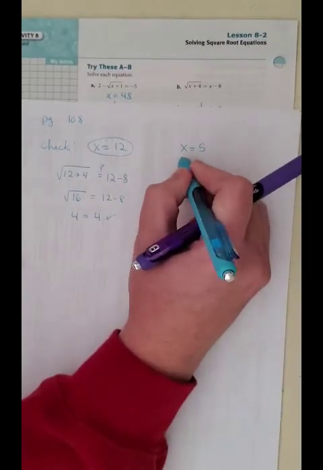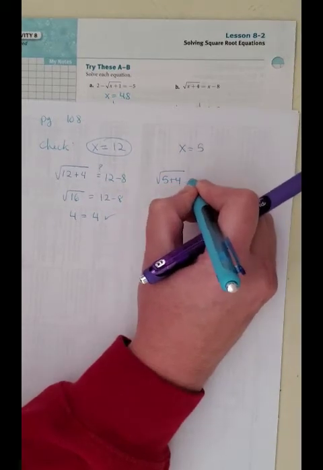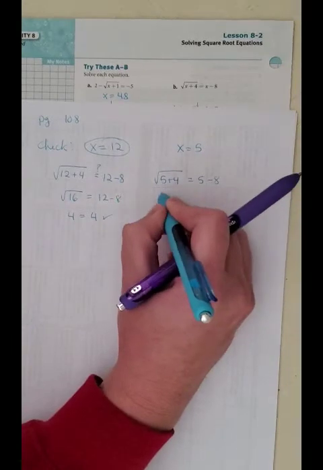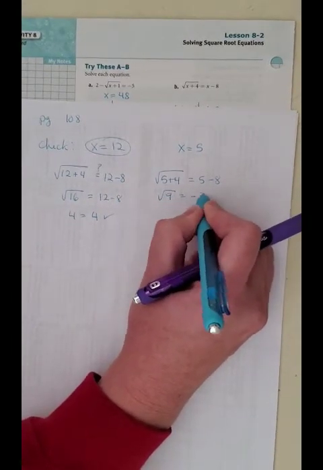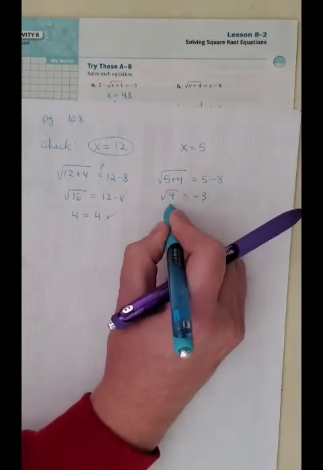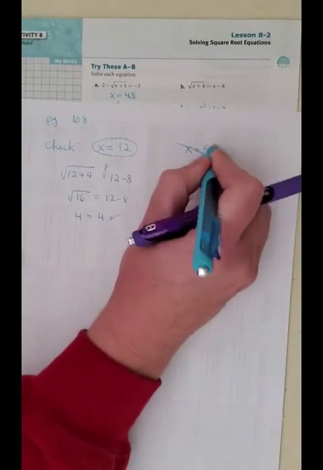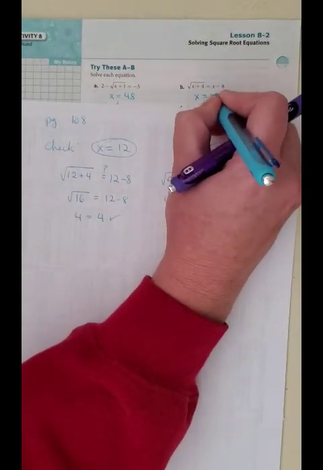All right, our second solution we're going to check is 5. So the square root of 5 plus 4 is equal to 5 minus 8. I can see right now that on this side I'm going to get square root of 9 equals, and on this side I'm going to get a negative 3. Remember, the square root cannot equal a negative. And so this is an extraneous solution. And so we have one good solution at x equals 12.